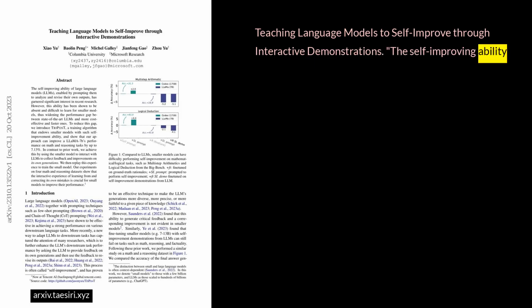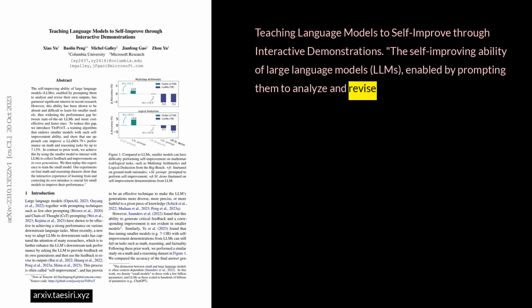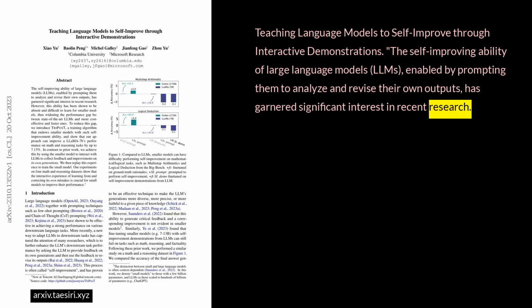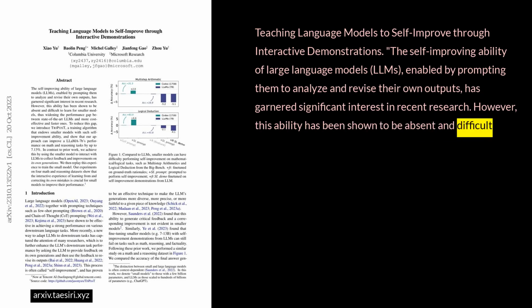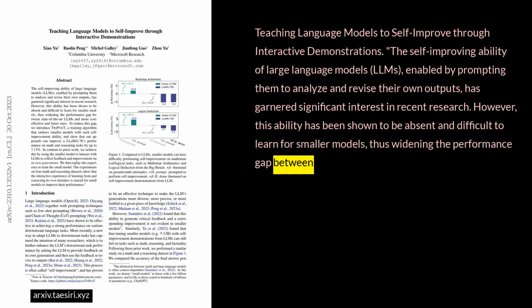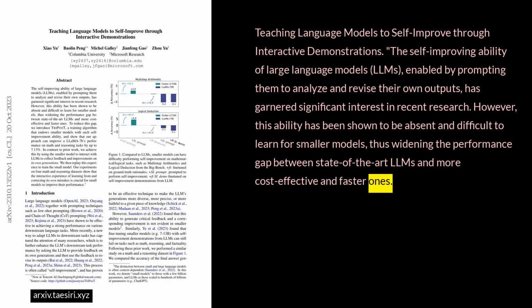Teaching language models to self-improve through interactive demonstrations. The self-improving ability of large language models, LLMs, enabled by prompting them to analyze and revise their own outputs, has garnered significant interest in recent research. However, this ability has been shown to be absent and difficult to learn for smaller models, thus widening the performance gap between state-of-the-art LLMs and more cost-effective and faster ones.